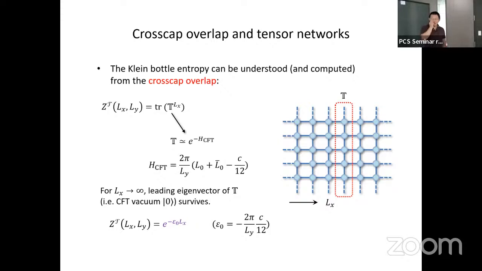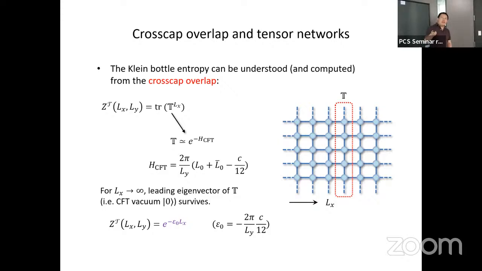So the idea of doing it in tensor network is as follows. As you already asked, the Klein bottle can be understood from the so-called cross-cap overlap. And the way of thinking about this partition function is, the x direction is long, but the y direction is short, so at least finite. First, we define the transfer matrix along the y direction. It's periodic, so that's a finite circle. And in principle, you want to diagonalize this. The partition function on the torus, or periodic boundary condition, would be just a trace of this transfer matrix. You just repeat this LX times, so a power of this transfer matrix, and then finally take the trace.